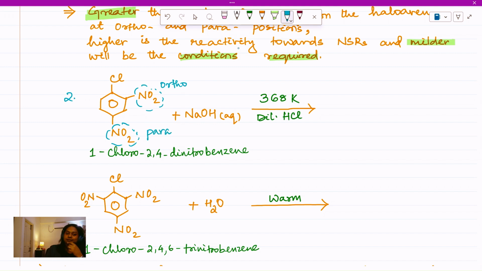Some people had doubts in positions of ortho and para. This is with respect to chlorine. With respect to chlorine, this position is called ortho. With respect to chlorine, this position is called para.